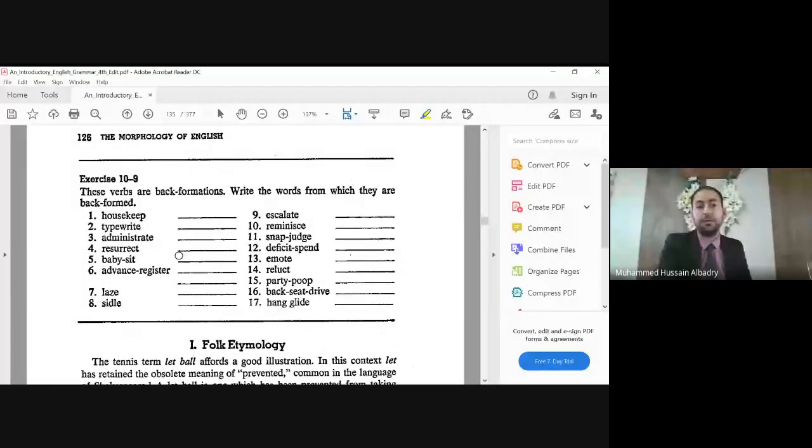These verbs are back formations. And then back formation, right? The words from which they are back formed. How were they back formed? For example, housekeeper, typewriter, administrators became administrate. Then you have them made into back formation.